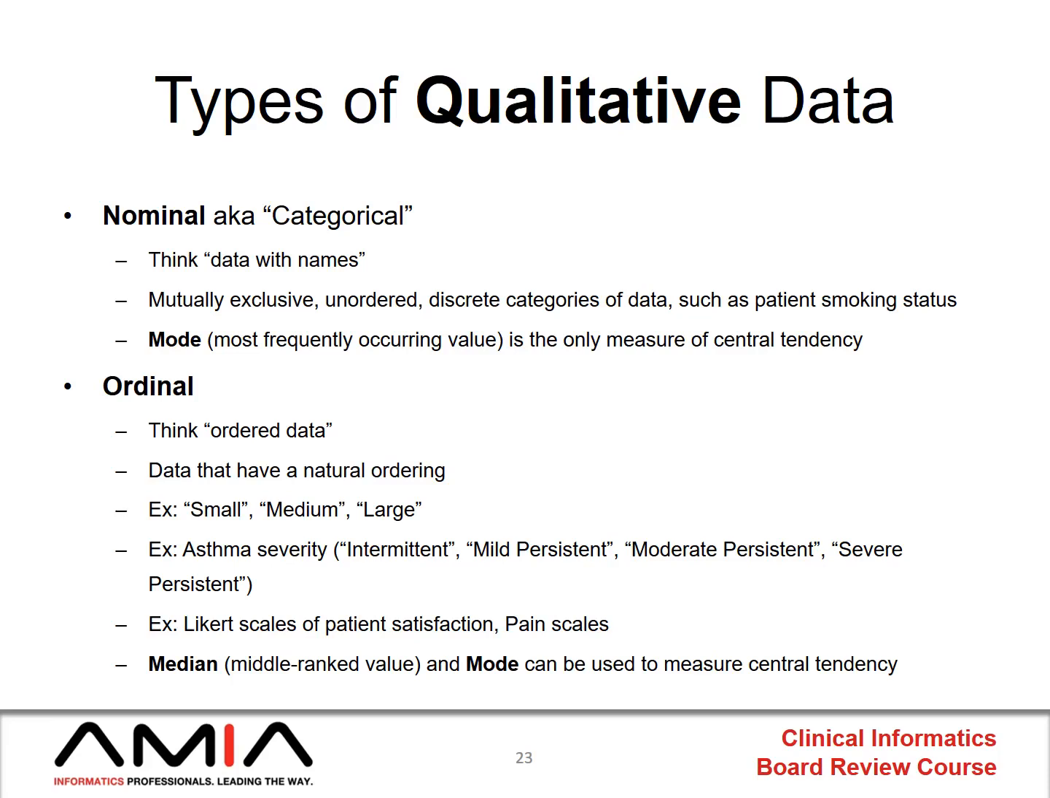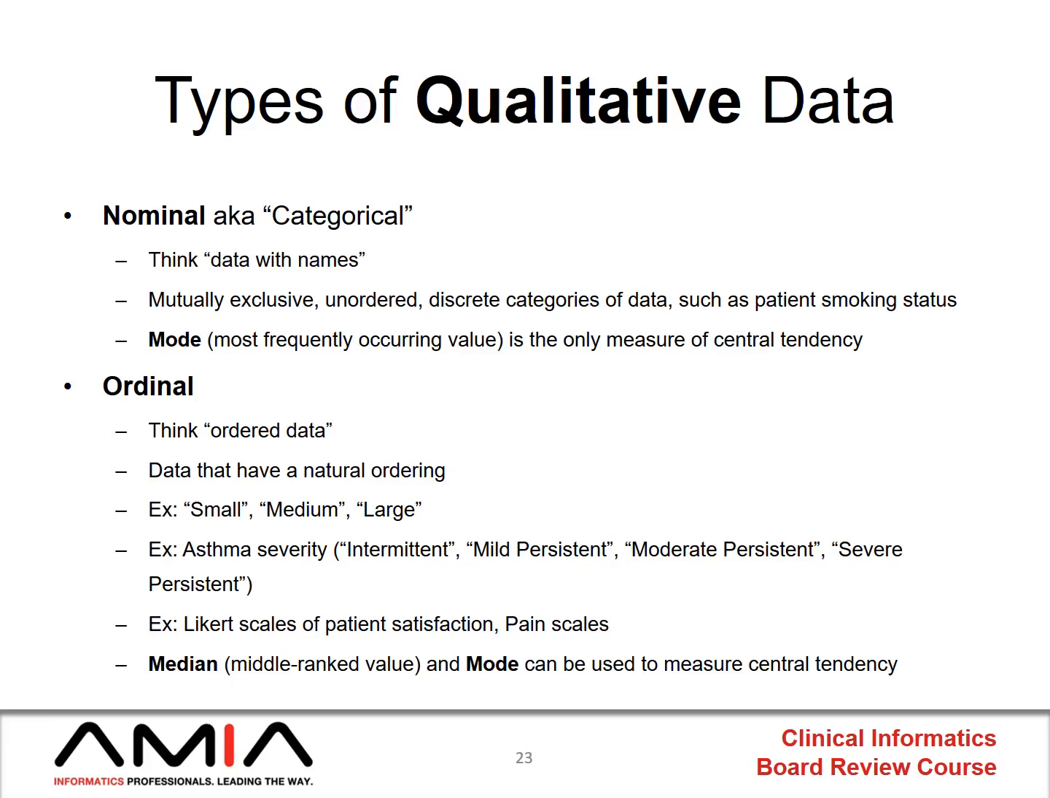One step up the data hierarchy are ordinal data. You can think of these as nominal data, but ones where there's an implied order. That can be a natural or an assumed order. So for example, t-shirt sizes: small, medium, and large. Yes, those are names for categories, but there's an implied order that large is bigger than medium, which is bigger than small.